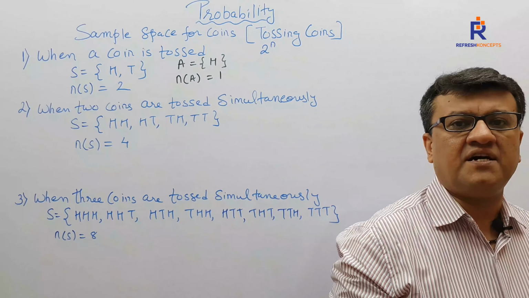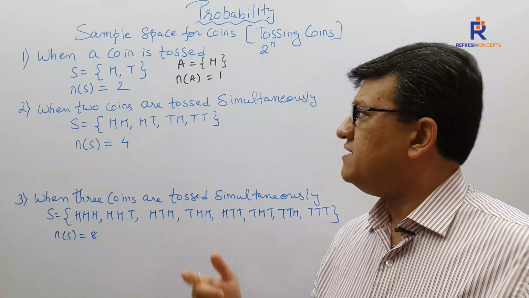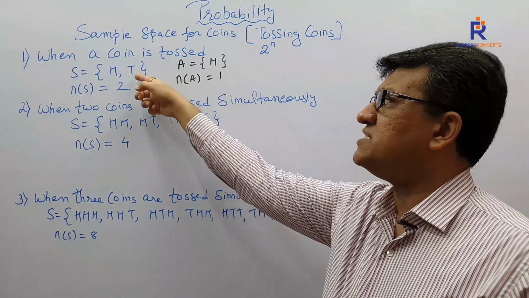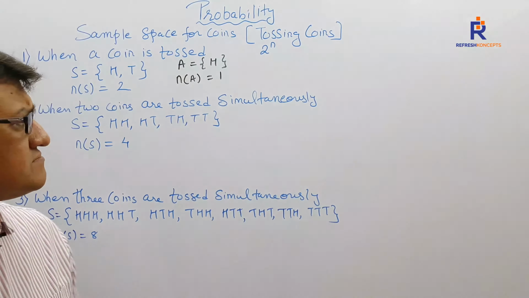Likewise, if the question would be, let B be the event of getting one tail, then instead of H, I shall get T, and my n of B will be 1.